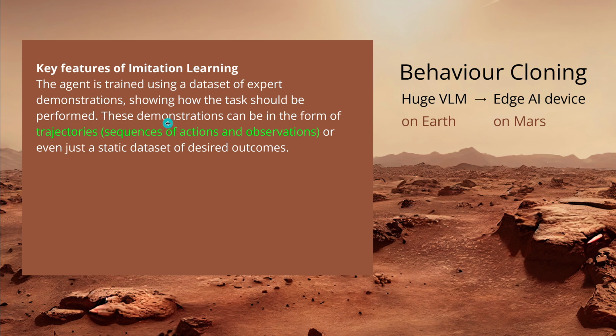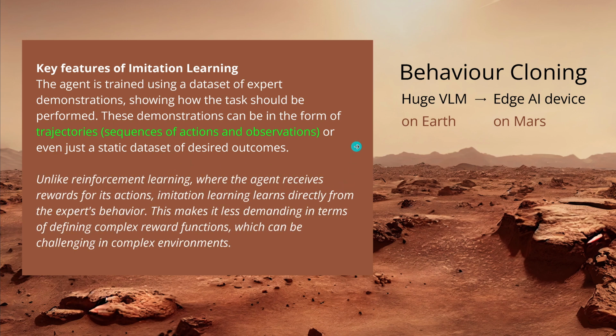And these demonstrations can be in the form of trajectories. And what are they? They are sequences of actions and observations, where you can even have a static data set of the desired outcomes. So please note, unlike reinforcement learning, where the agent receives a reward from the environment for its action, imitation learning is something different. Imitation learning learns directly from the expert behavior, and only the expert behavior. There's no feedback from the environment. And this makes it less demanding in terms of defining complex reward functions on Mars, which can be challenging in complex environments, and our little rover has just a little bit of energy.